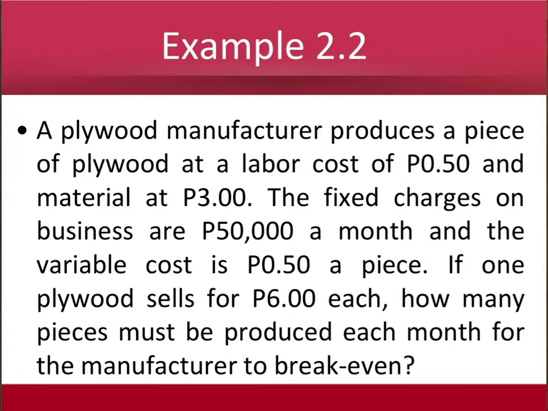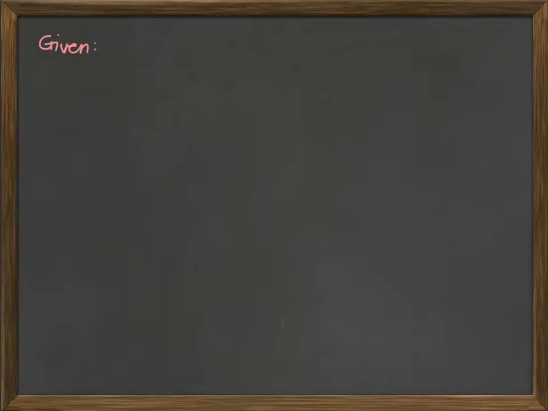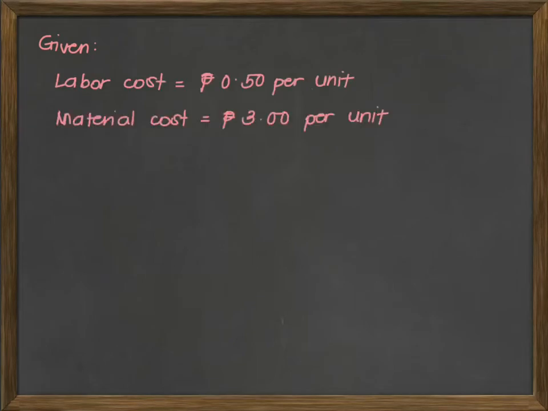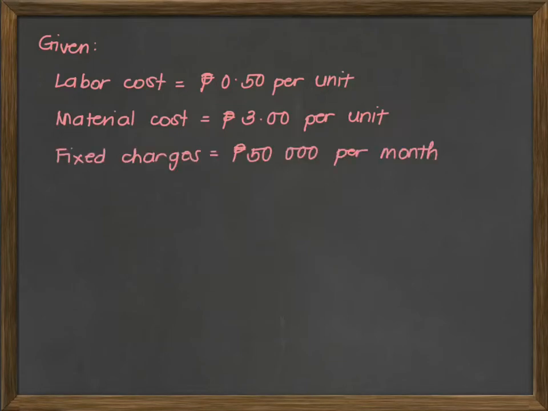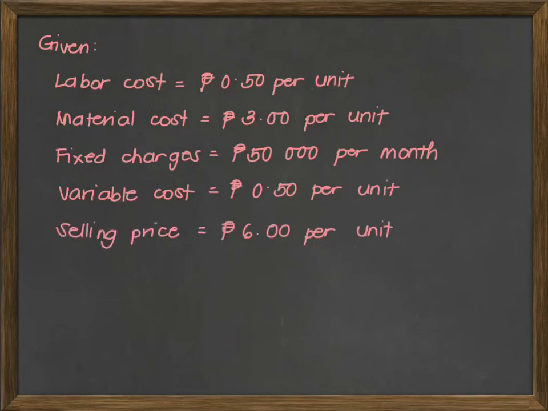Now, again, let's write the given information. For our given, labor cost is 0.5 per unit, material cost is 3 pesos per unit, fixed charges is 50,000 per month, variable cost is 0.5 per unit, and the selling price is 6 pesos per unit. So, we are looking for the break-even point again in units.